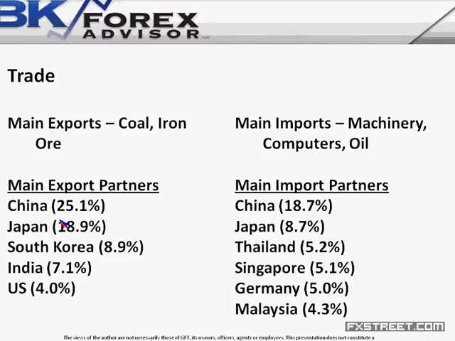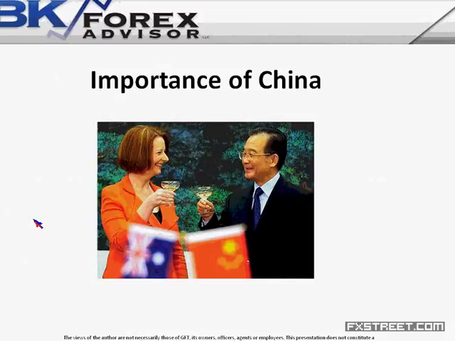Because as you see today, the risk aversion move has dragged the Australian dollar lower, which actually is good for Australia. But if we have the asset markets rally, we could see the Australian dollar rally, which may not be as good. So China is an extremely important partner for Australia.